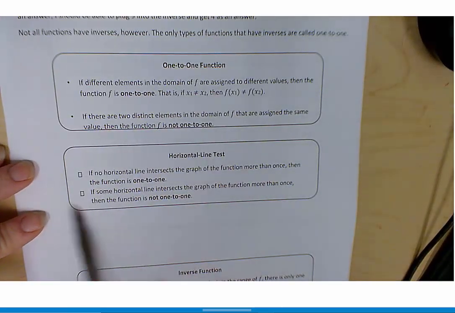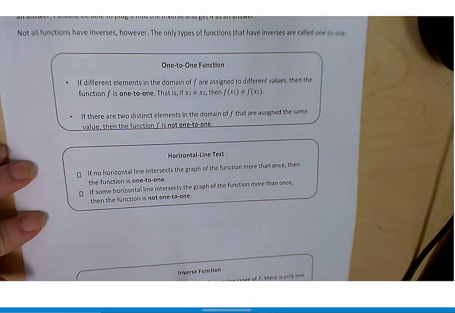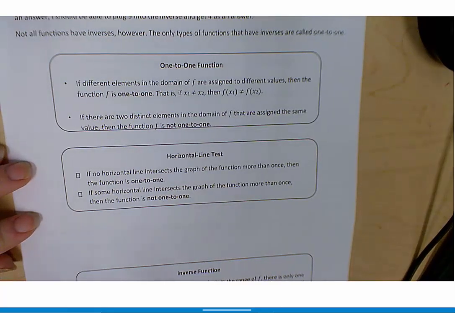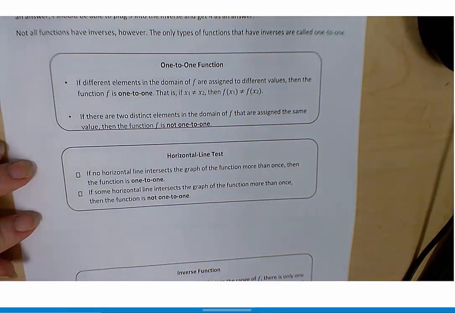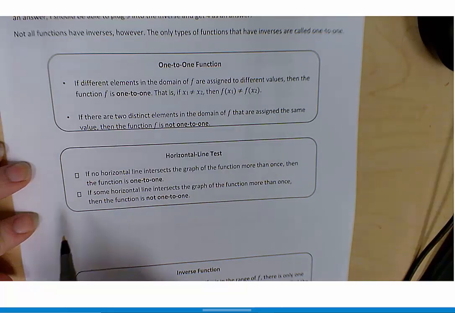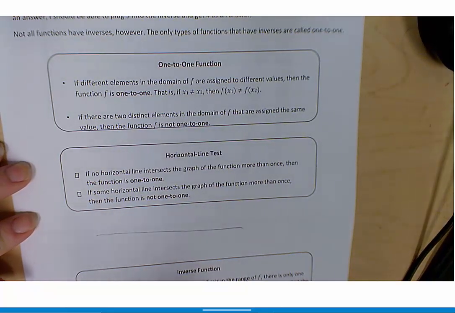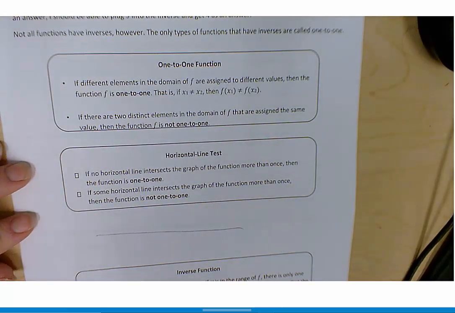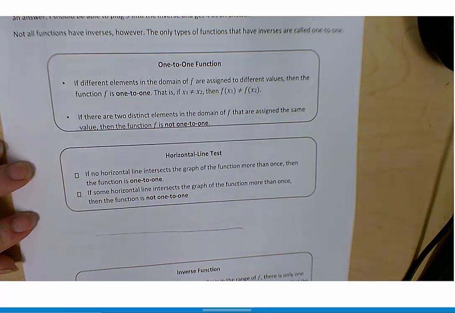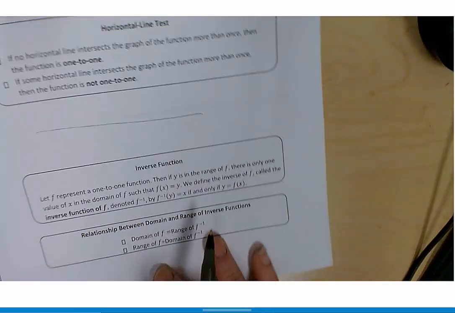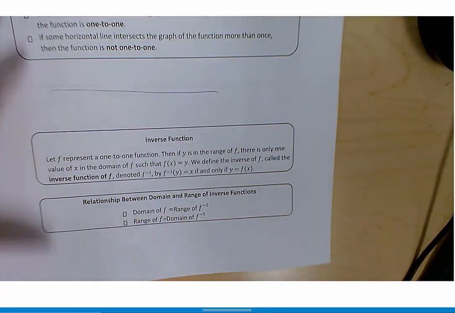In visual graphical form, in order to tell if it is a one-to-one function, it must pass the horizontal line test. The horizontal line test states that if you draw a horizontal line clear across that graph and it only intersects at one point and one point only, then it is a one-to-one function. If it crosses at more than one point, then it is not a one-to-one function. Some of the definitions that we're going to be talking about in this section.